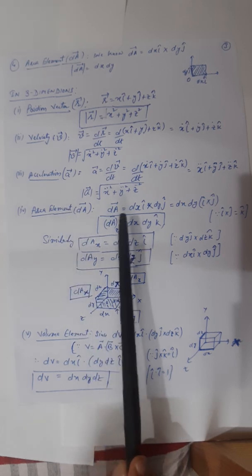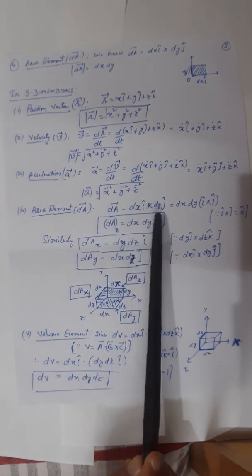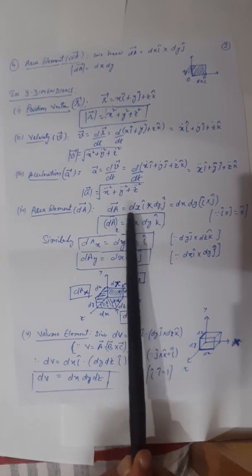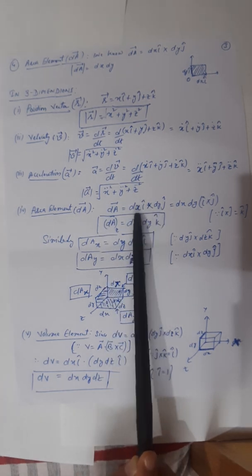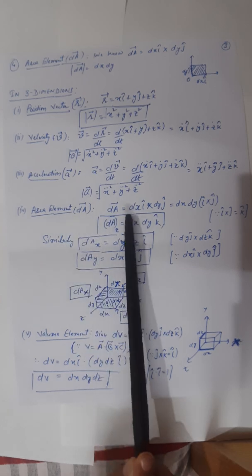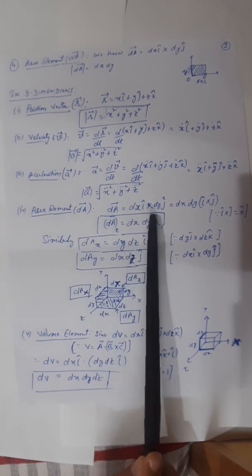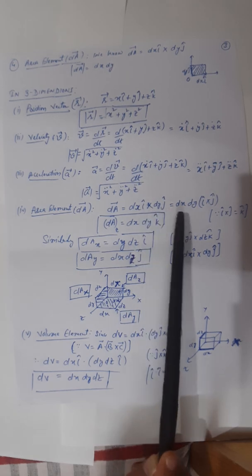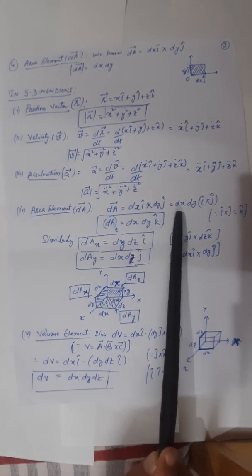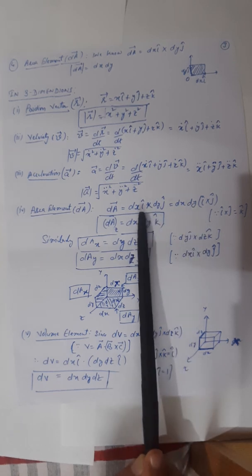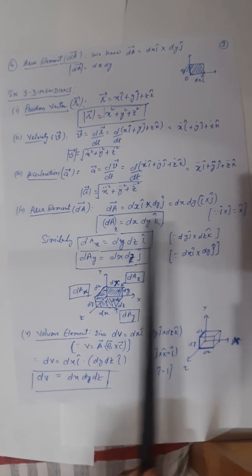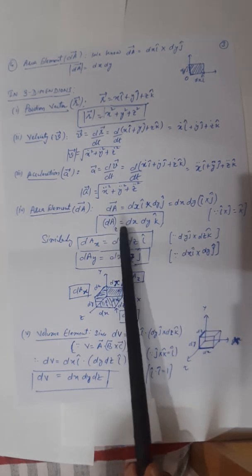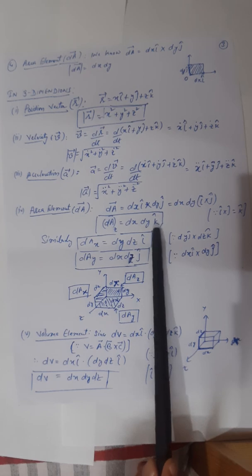So, we know that area is the cross product of any two vectors. In the first case, I will consider these two x and y components. d means small components, that is element; element means small component. So, dx i cross dy j. So, it will become dx dy, these are the magnitudes, and i cross j is equal to k, we know that in a right handed system. So, this area element becomes dx dy into k cap.